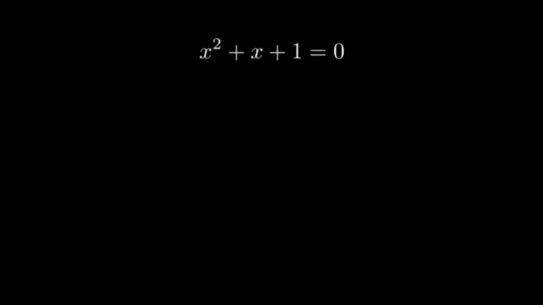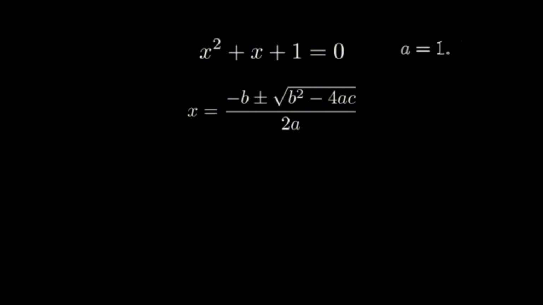We'll solve a quadratic equation that leads to solutions involving imaginary numbers. To find the values of x that satisfy this equation, we'll use the quadratic formula. This formula works for any quadratic equation in the form ax squared plus bx plus c equals 0. Looking at our equation, x squared plus x plus 1 equals 0, we can identify the coefficients by comparing with the standard form. Here a equals 1, b equals 1, and c equals 1.